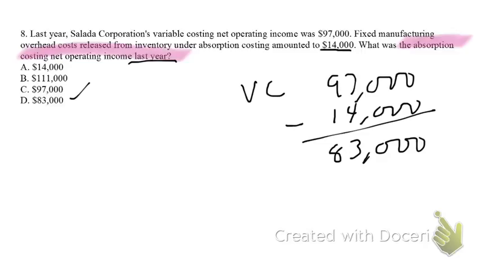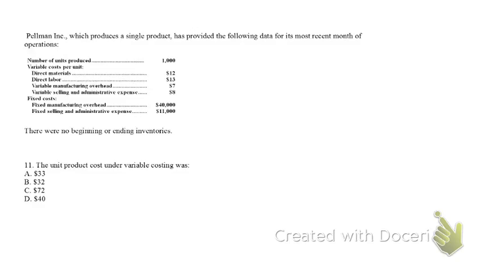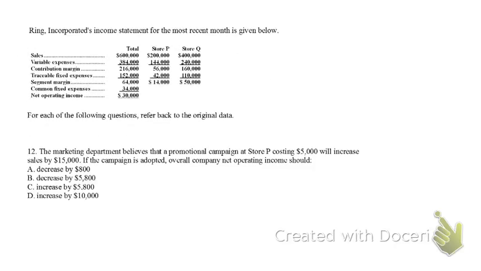The next question is question number 9, and once again, this one is pretty straightforward. For unit product cost under variable costing, all we have to do is add the 12, the 13, and the 7. When we add those three, we get $32. So the answer for question number 9 is 32. On to question number 10.